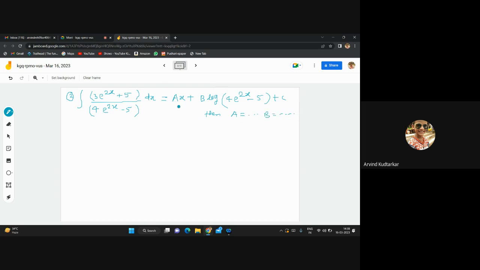So from this integral, to find the values of a as well as b, where a and b are the coefficients of the variable terms: for a, the variable term is x, and for b, the variable term is log of 4 e^(2x) - 5. Just convert it into partial fractions. To do that, in the numerator we require the term 4 e^(2x) - 5, and when we get that same term, we can divide it.